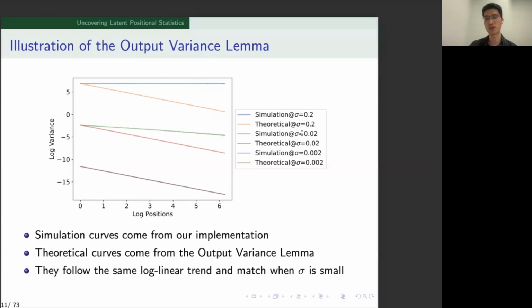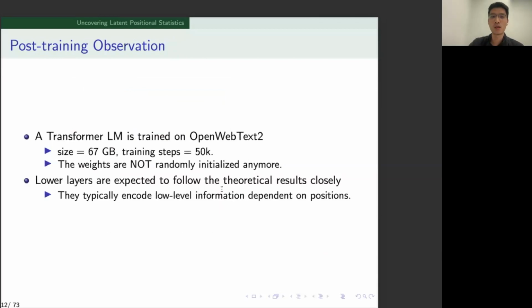I also changed the sigma for different configurations. As we can see, when sigma becomes pretty small, the simulation curves and the theoretical curves match each other. I made a pretty important assumption that the model was completely randomly initialized and frozen. So how about we perform some pre-training on real-world datasets? Does this variance decaying lemma or phenomenon still persist?